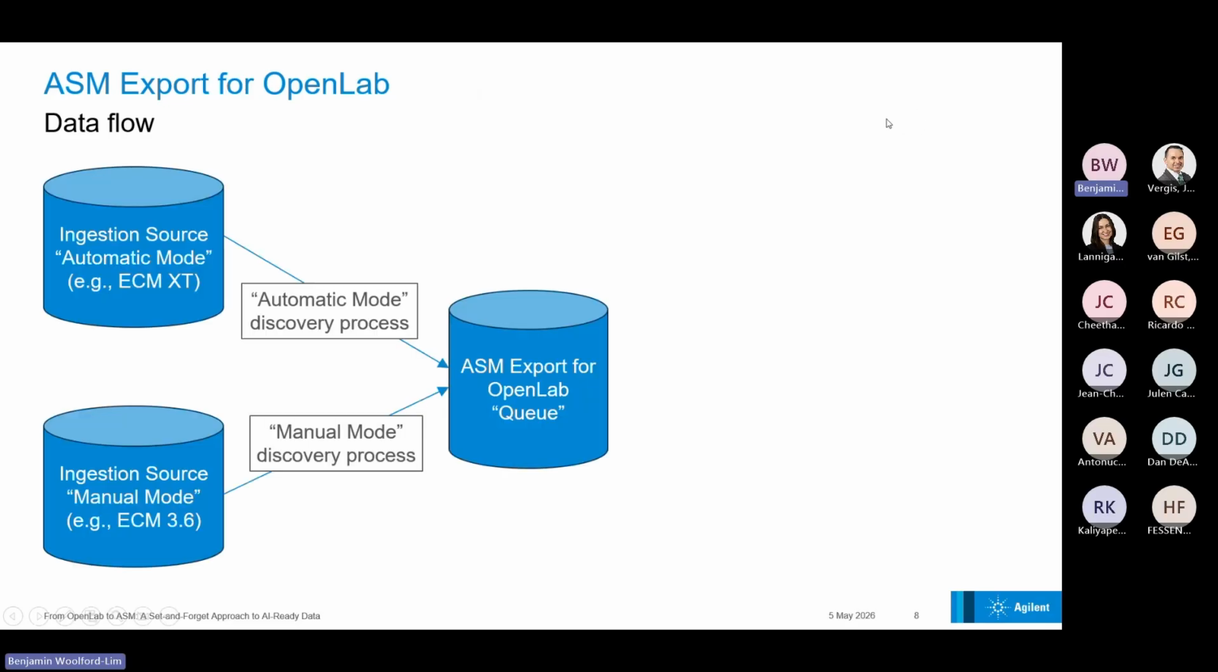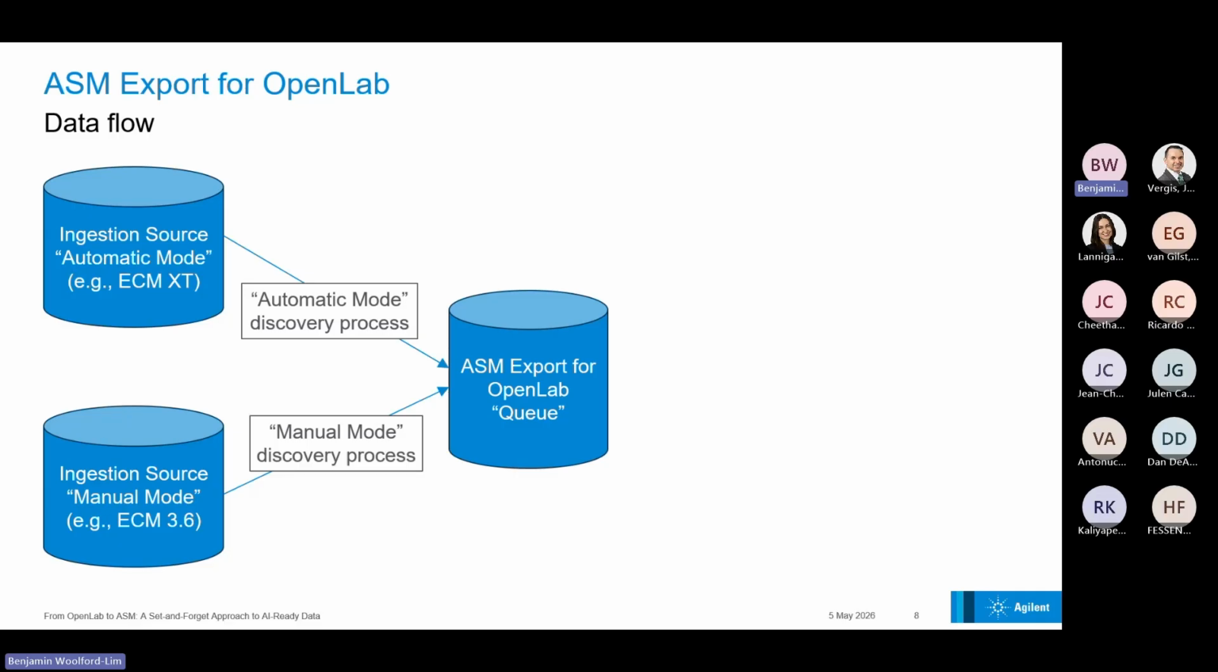So maybe let's come back to the data flow. There was a question in the last talk on legacy data, which is always a concern. So we have chosen the approach of two different data flows. One is the automatic mode, which is what I explained. All the data that gets produced will get picked up by the system and put in a queue.